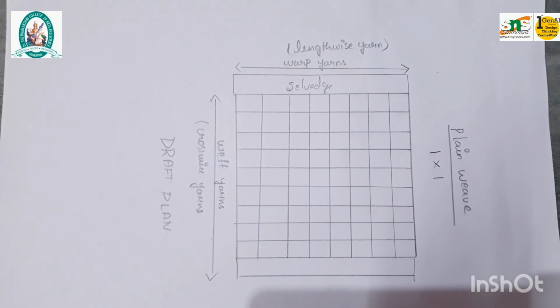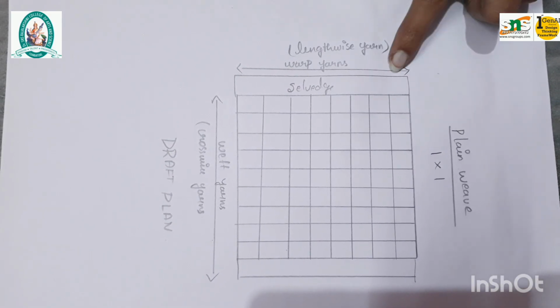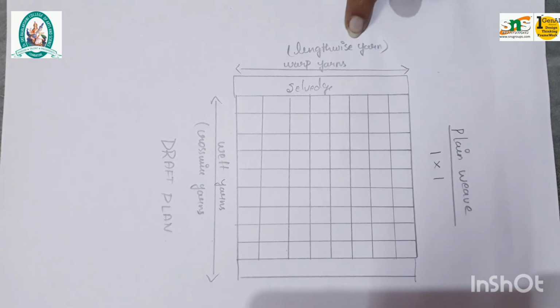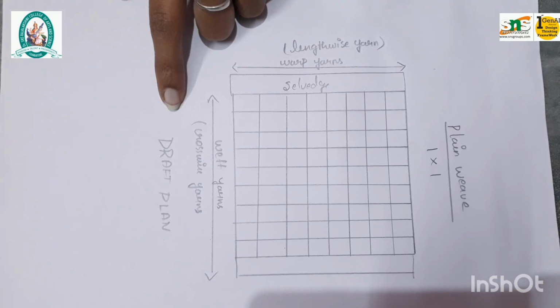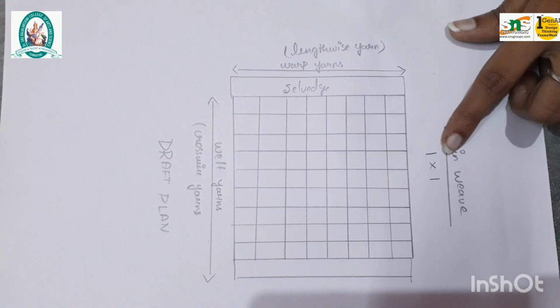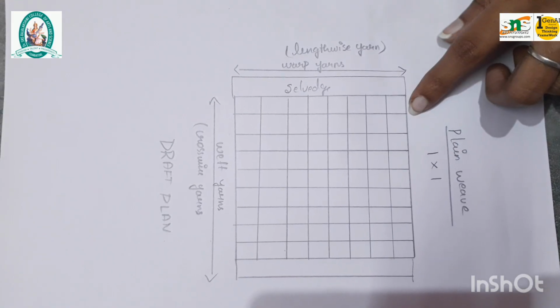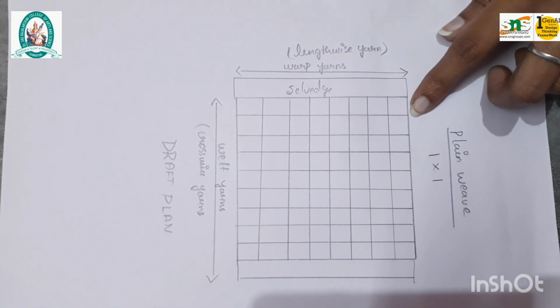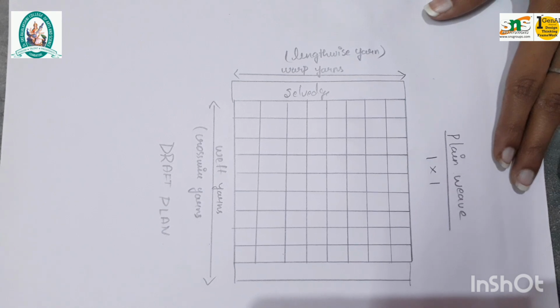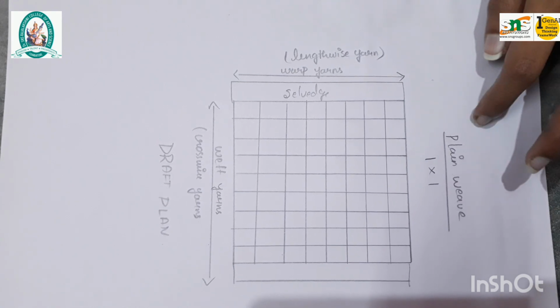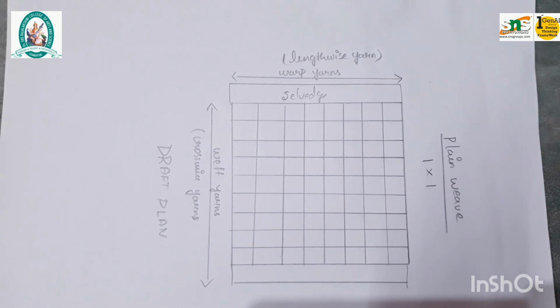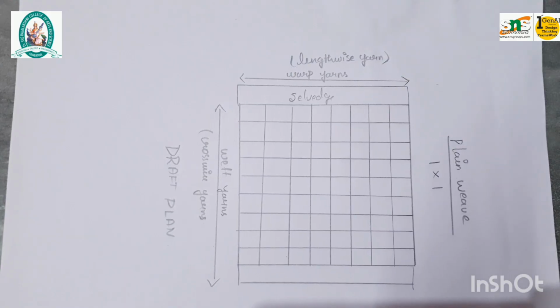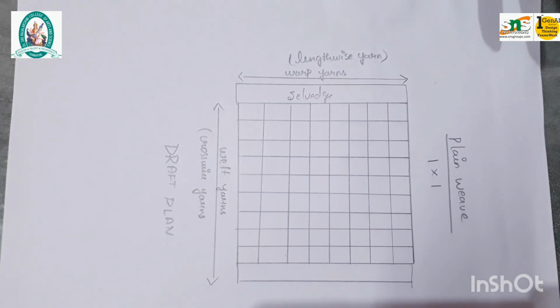In this, we have marked that this is the selvage, this is the lengthwise yarn and this is the crosswise yarn, and the structure is 1:1. So the box-like 1:1 structure has been formed. This is the plain weave structure. This is called the draft plan. We have to draft the structure of the fabric like this. This is the draft plan of the fabric.